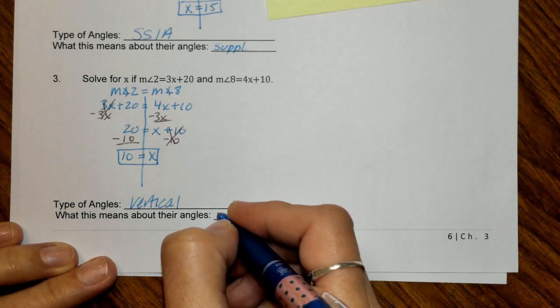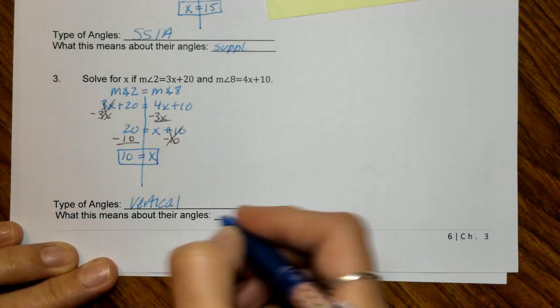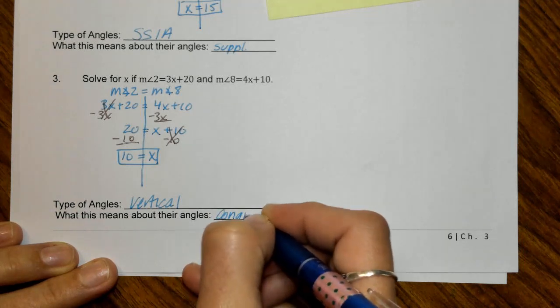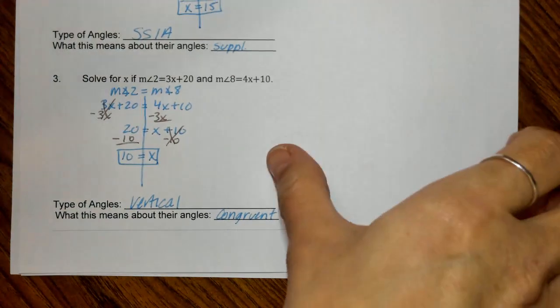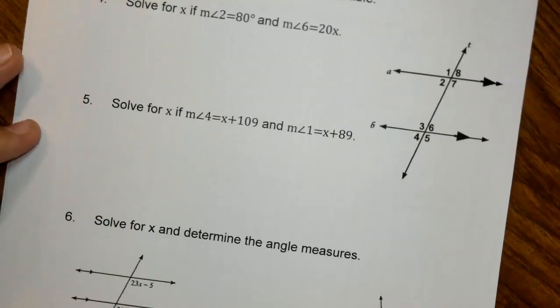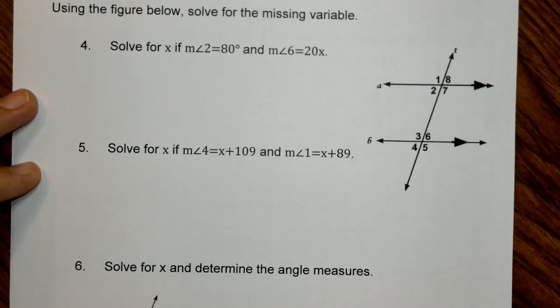And the one thing I did forget down here was, what does this mean about their angles? They are congruent. A few more problems. We're going to use this diagram right here for number 4 and 5.